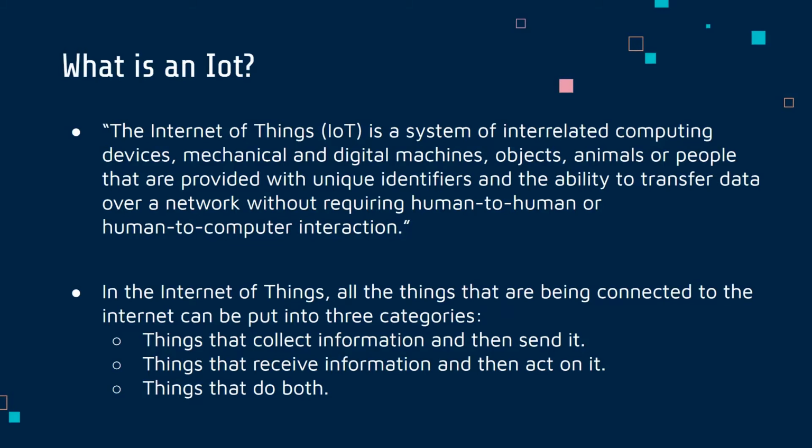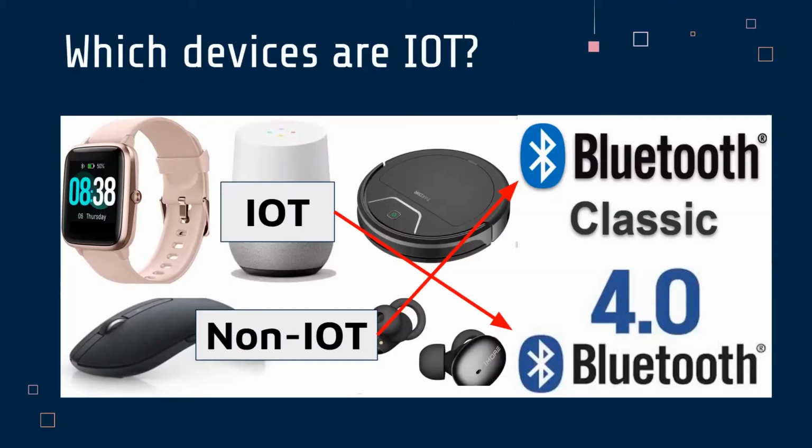As we know today, we have many digital devices as part of our daily lives, and many of these devices use a Bluetooth connection to connect with one another. Some examples include our smartwatch, speaker, vacuum robots, wireless mouse, and earphones, which can be further segregated into IoT and non-IoT devices. IoT uses Bluetooth 4.0, while non-IoT uses Bluetooth Classic.